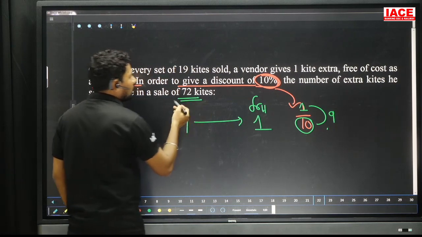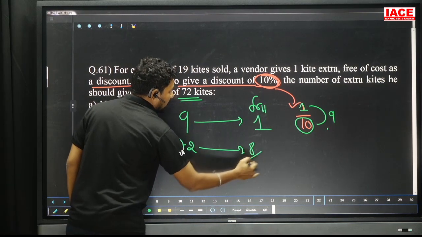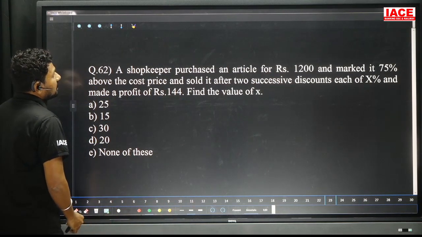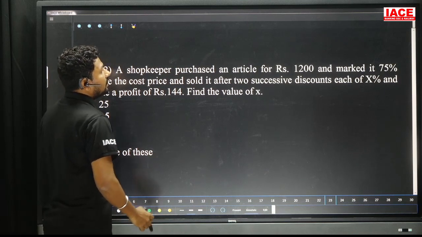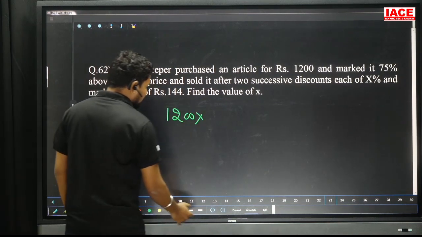But finally, I have to order for how many kites? So 72 kites. On 72 kites, how many kites will I get free? 8 kites I will get free. Option D. Next, a shopkeeper purchased an article for 1200 and marked it 75% above.